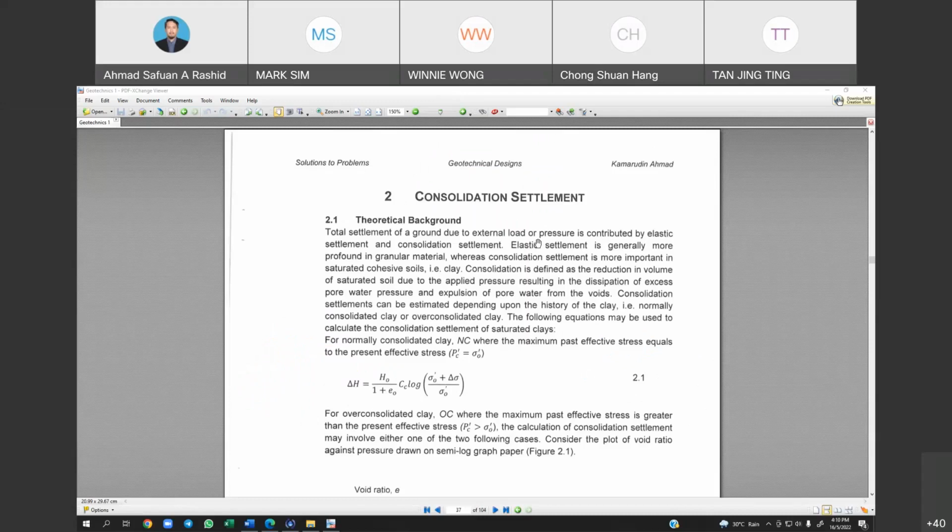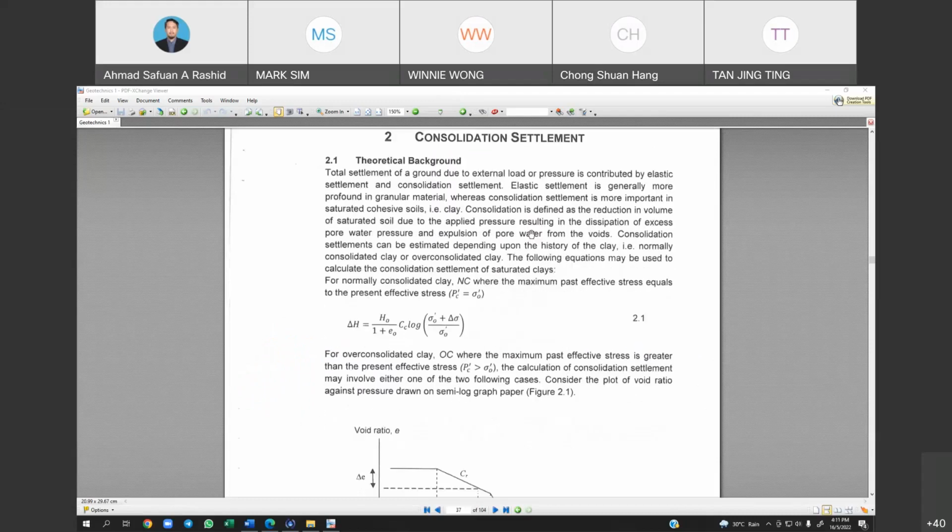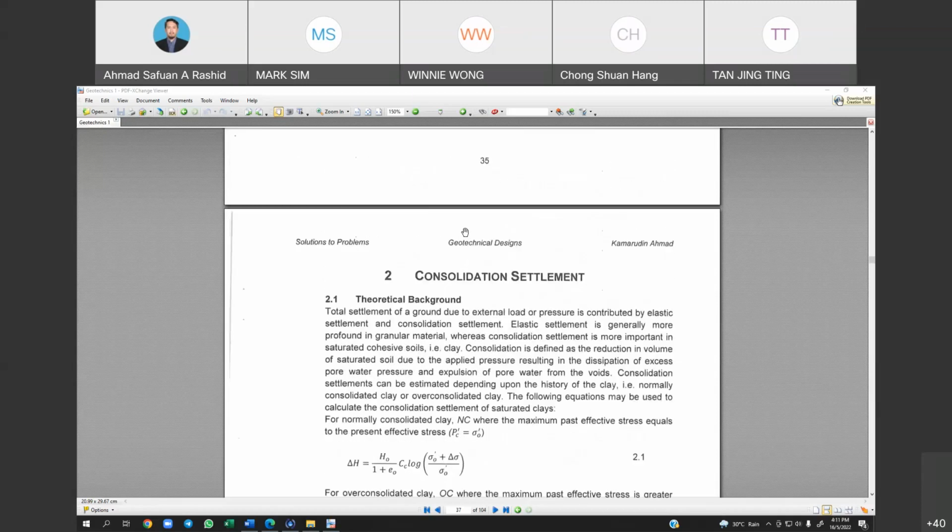Okay. So we refer to Dr. Kamarudin's book. I guess this is not the latest version, because Dr. Kamarudin has included some new examples in the new reference book. So this is the previous one that I have. Okay, so we go through the introduction part.